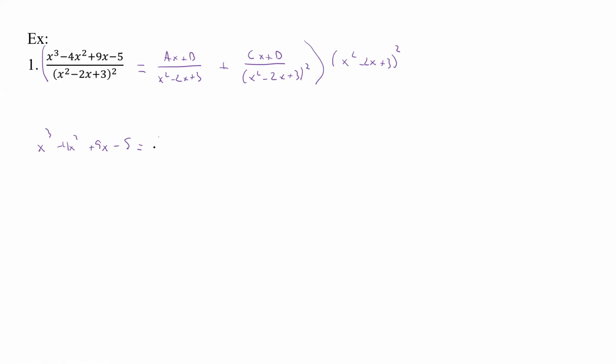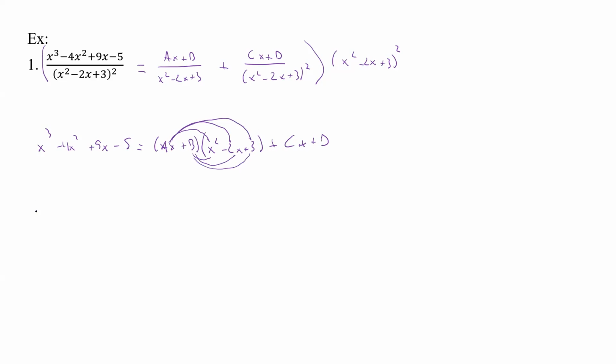All right, so that's going to give us Ax plus B times x squared minus 2x plus 3. And then plus, now those cancel, so we just get Cx plus D. Okay. Now here, we're going to have to distribute. We're going to have to do kind of the rainbow. We're going to take this times each of the terms, and we'll take this times each of the terms. So we're going to end up with 6 terms plus those 2 terms there.